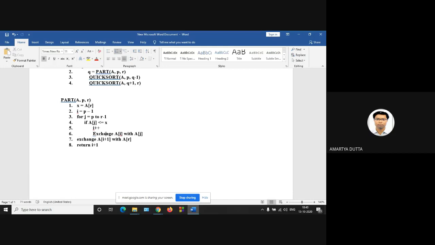Is it clear to you? The partition function. Yes, sir. Can you explain with a diagram or something like that? Yes. Okay.